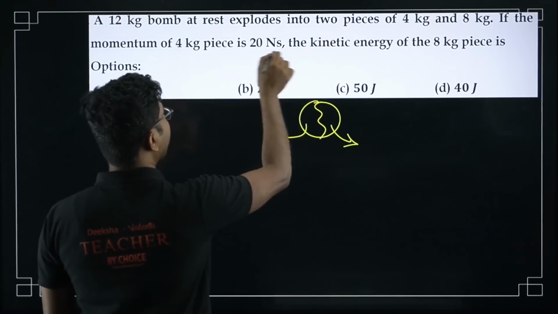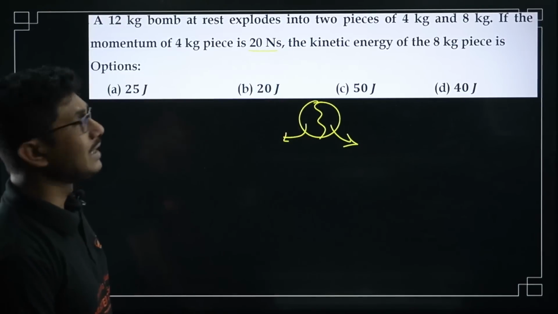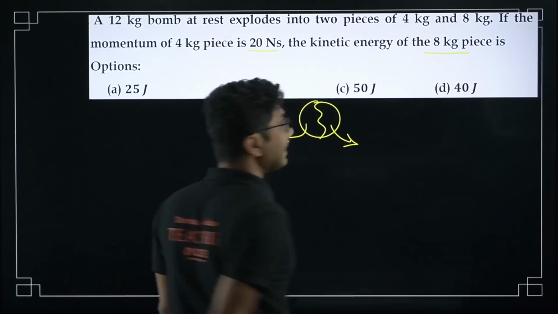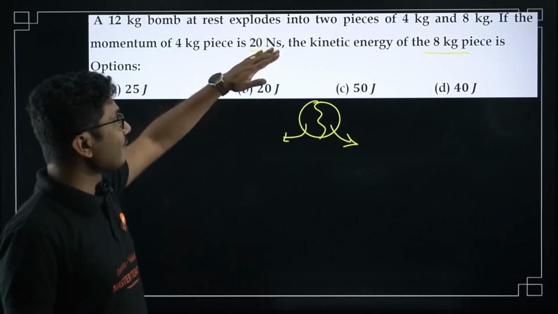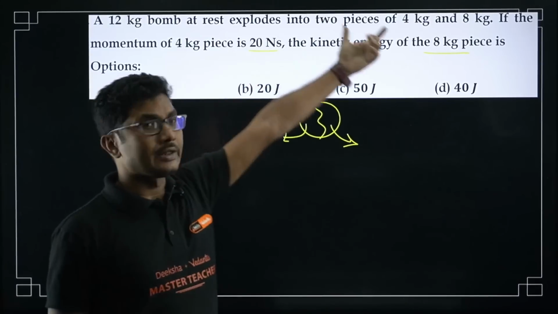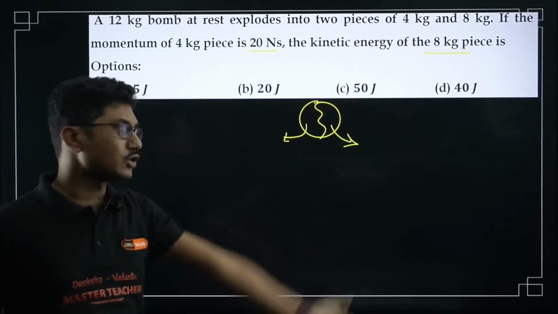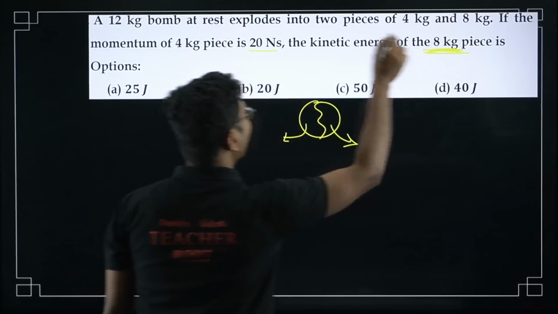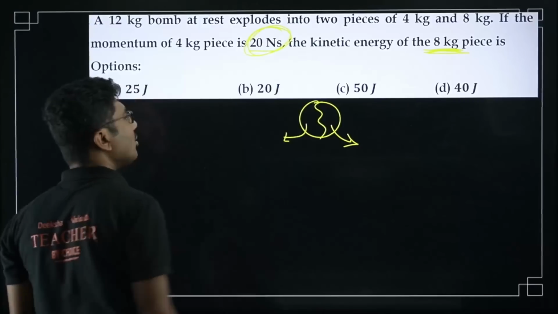The momentum of the 4 kg mass is already given as 20 Newton second, and they ask you for the kinetic energy of the 8 kg piece. You can find the speed from there, and then you can find half mv square, or there is a shortcut way, because we know that the 8 kg piece will also have the same amount of momentum.